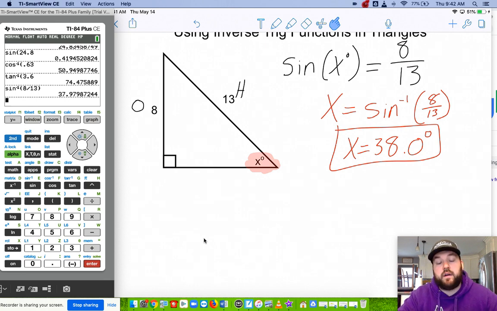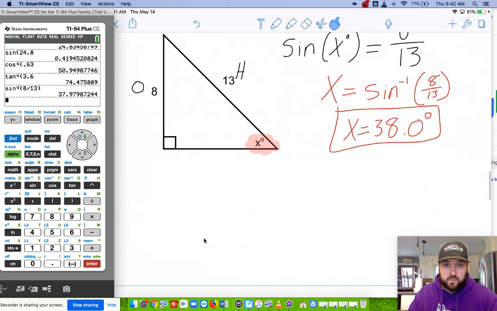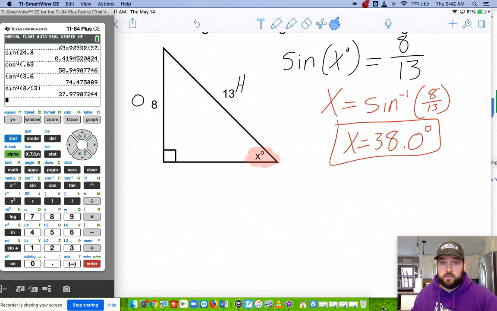So we've successfully found an angle using the two sides that we were given. And that's really the basis of today's lesson. I've got two more examples, and then we'll move on.